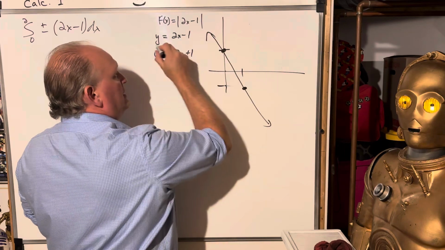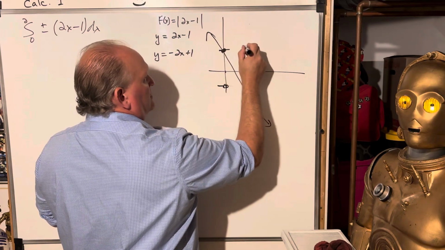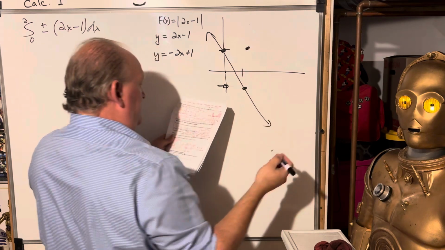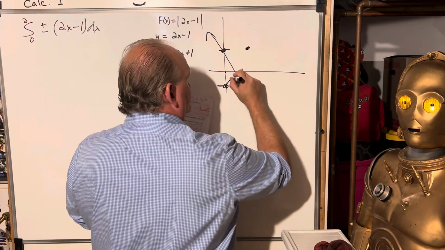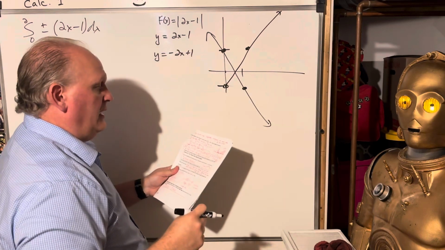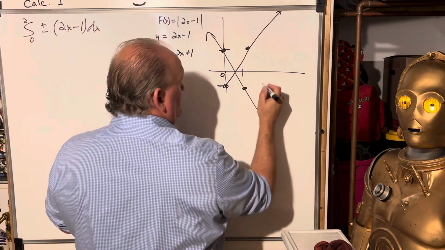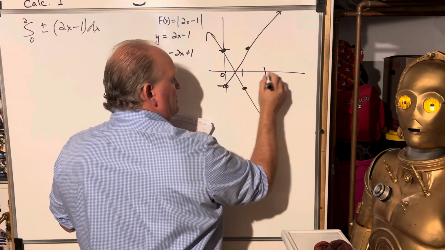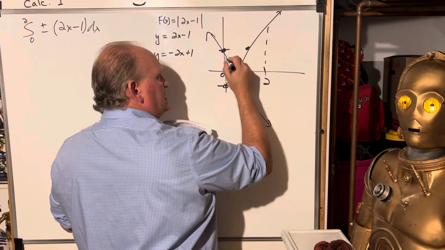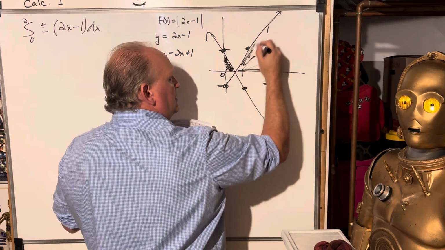All right. This line starts at negative 1. I go up 2 and over 1. And that looks like this. All right. And they want it from 0 to 2. We'll put the 2 there. And so we want this area right here and this area right here.